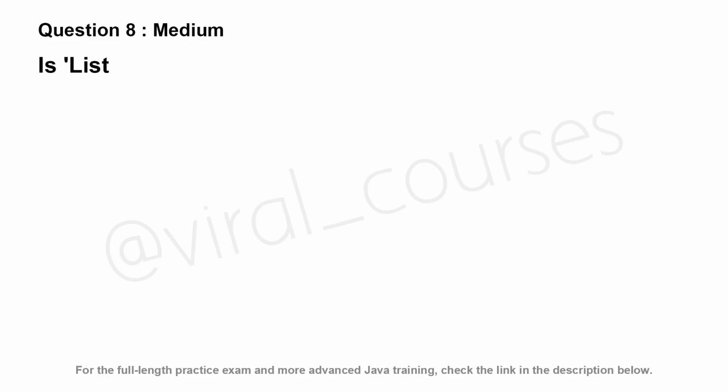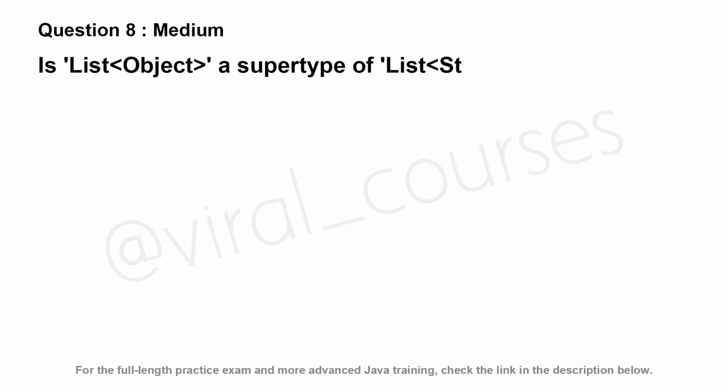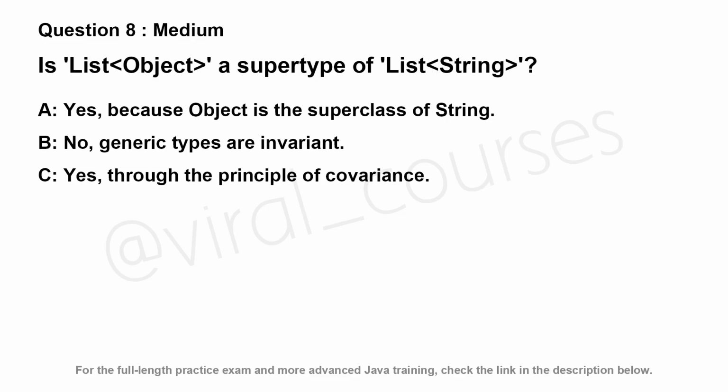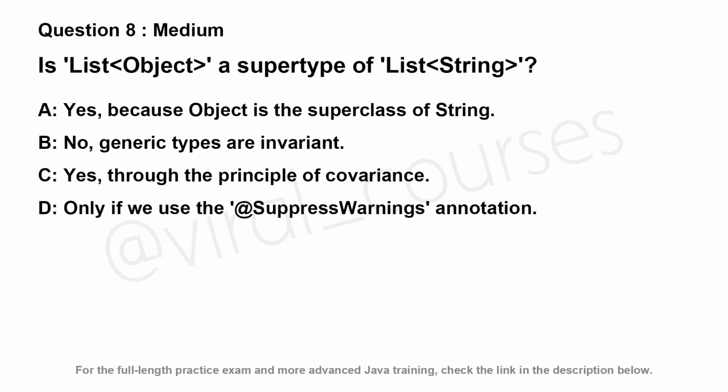Is List<Object> a supertype of List<String>? Option A. Yes, because Object is the superclass of String. Option B. No, generic types are invariant. Option C. Yes, through the principle of covariance. Option D. Only if we use the @SuppressWarnings annotation.